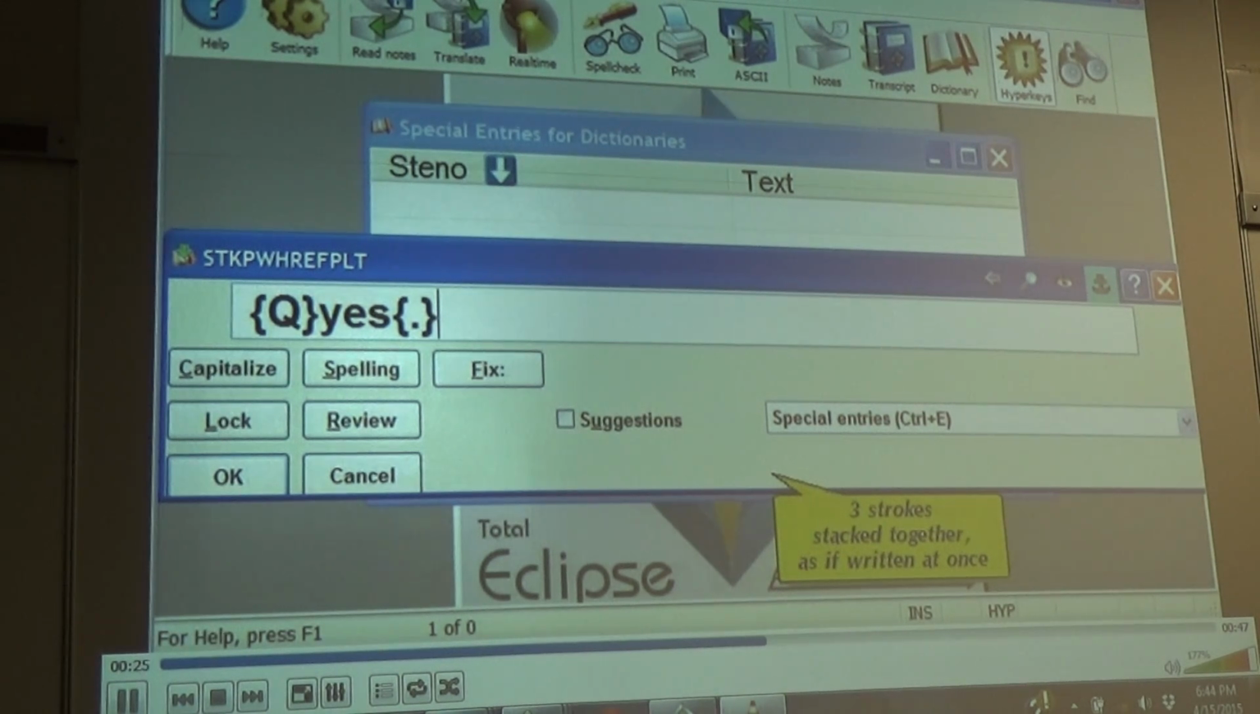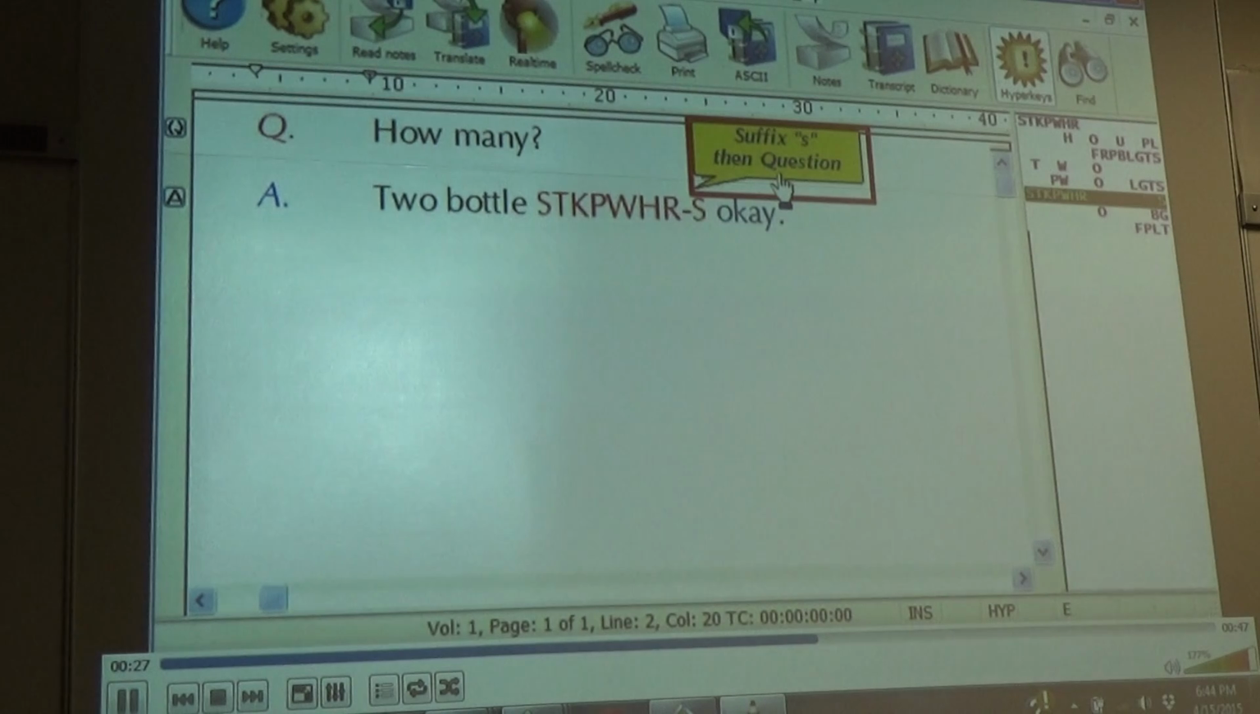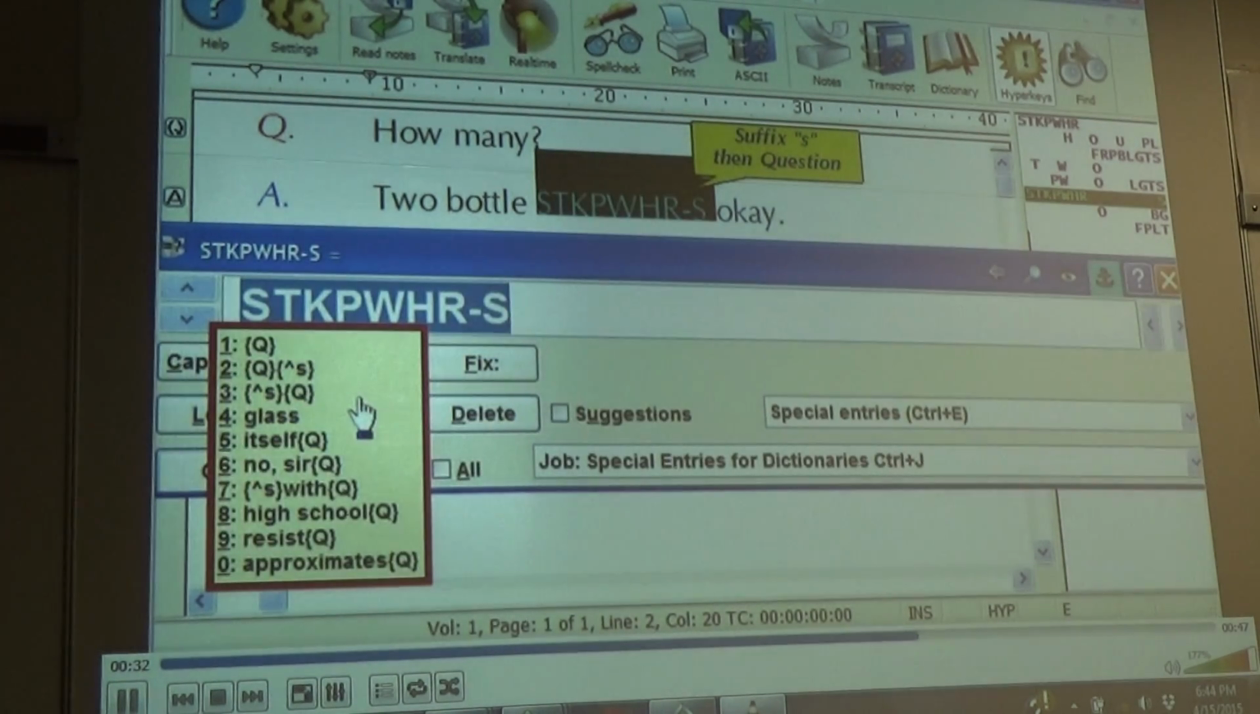Here, a suffix s was written, immediately followed by a question stroke. Eclipse understands a glance at the list, its choice. What would be the choice there? It needs to be 2 bottles. But they stacked it with the question. Let's see, 3. So which one would it be? Anyone else think 3?